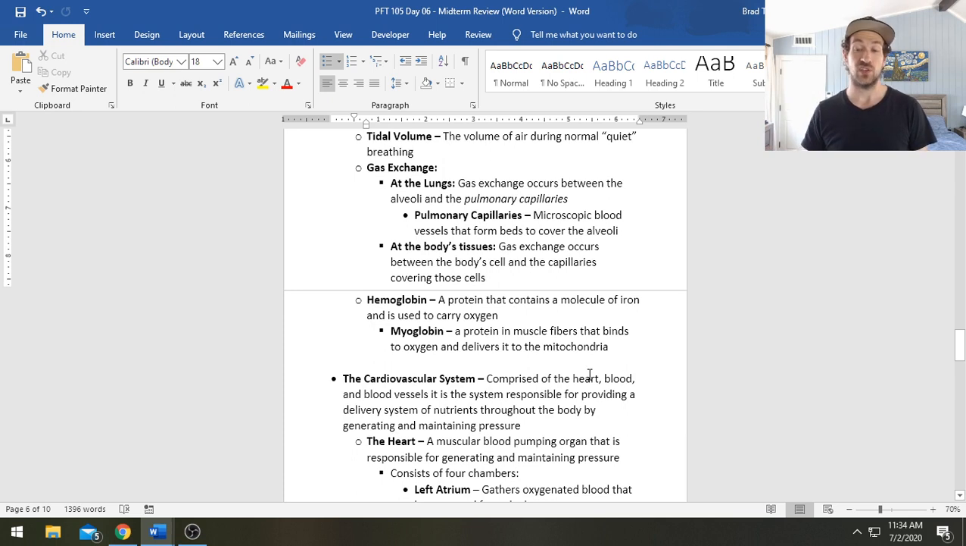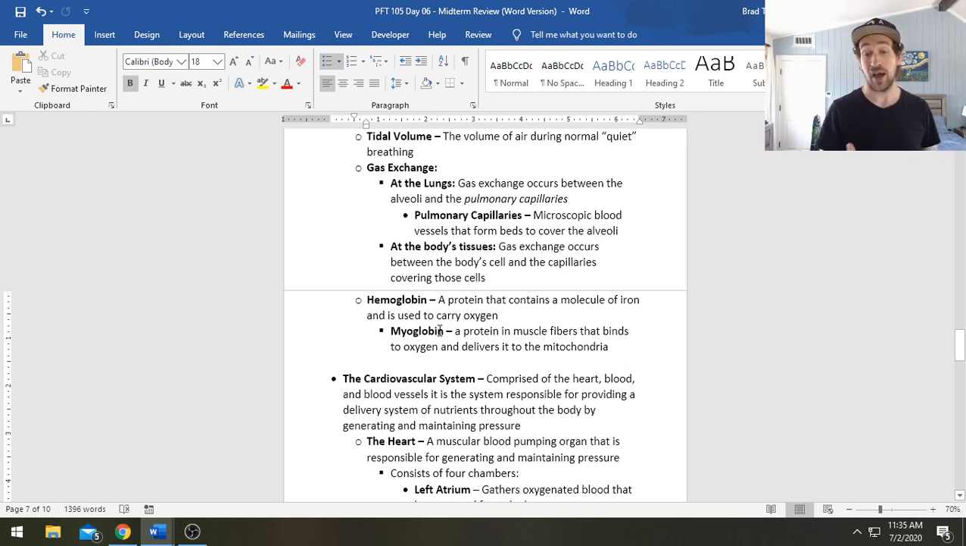And then your body's tissues, that's taking place between your body's cells and the oxygen molecules in your red blood cells. Now, how do we actually carry those O2 molecules around? Well, luckily we have two proteins that are responsible for binding to oxygen and carrying it wherever it needs to go. One of those proteins is called hemoglobin. Heme for the word blood, and globin for the word for a globular protein of oxygen. It's a protein that carries a molecule of iron and is used to carry that oxygen around.